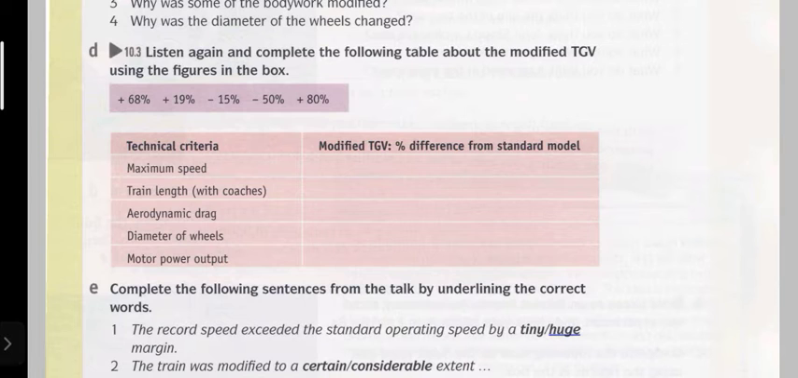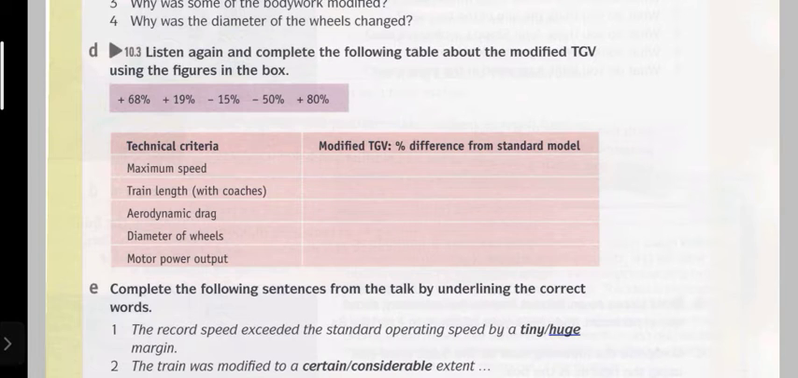هنسمع تاني علشان نشوف كل كلمة من دول. الماكسيمم سبيد السرعة، والترين لينث اللي هو طول القطر، الايرودايناميك دراج، والقطر بتاع العجلة، والموتور باور اوتبوت، كل دول كانوا بنسبة كام. هنسمع تاني ونشوف كل واحدة من دول كانت نسبتها كام. Okay, are you ready? Please focus. Are you ready? I asked the question.